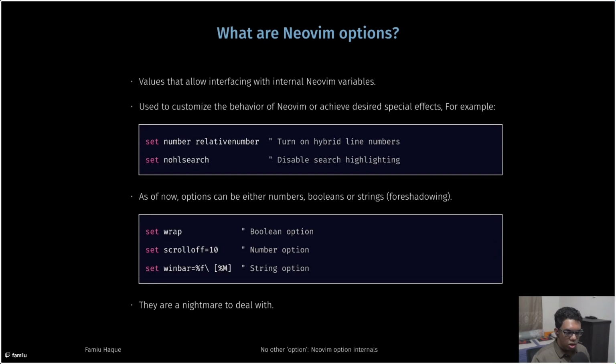And lastly, options are a nightmare to deal with. I cannot explain to you how difficult it is to work with options. If you looked at the options code prior to when I started refactoring it, it would give you nightmares. I actually had dreams about Neovim option code. I'm not kidding, I actually did.